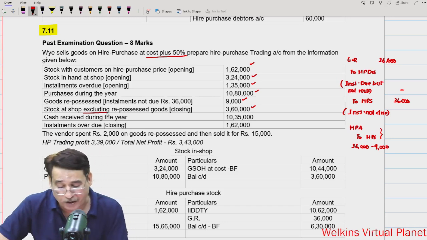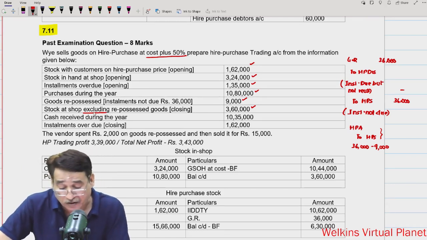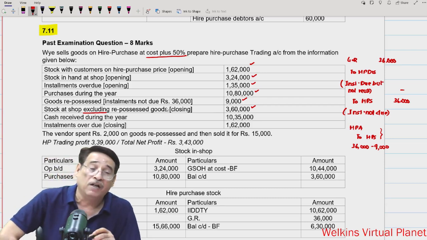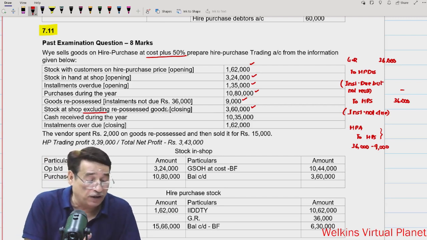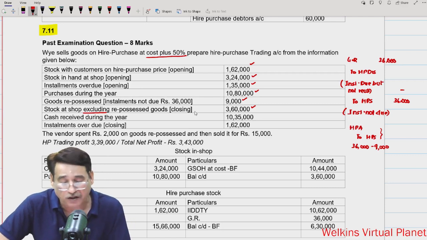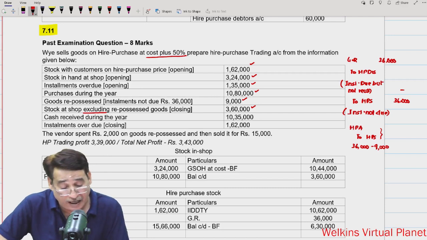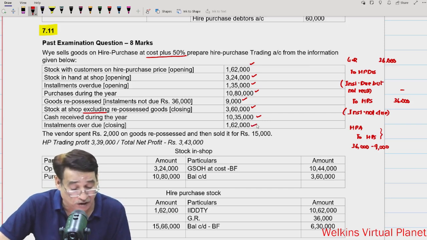Suppose it would have been written including repossessed goods, instead of excluding, then I would have subtracted the amount of repossessed stock, that is 36,000. Is it clear to you? However, here you need not do anything because the word excluding is written. Cash received during the year is 10,35,000. Installment overdue account means hire purchase debtors account. This is the closing balance.